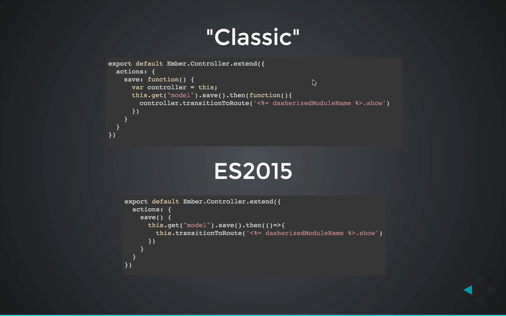To review, here's the classic, and here is the much shorter, much more information-dense ES2015 version. If you're using Ember CLI, these are two tricks you can use right now to make your code slightly better. I hope you enjoy your improved code.